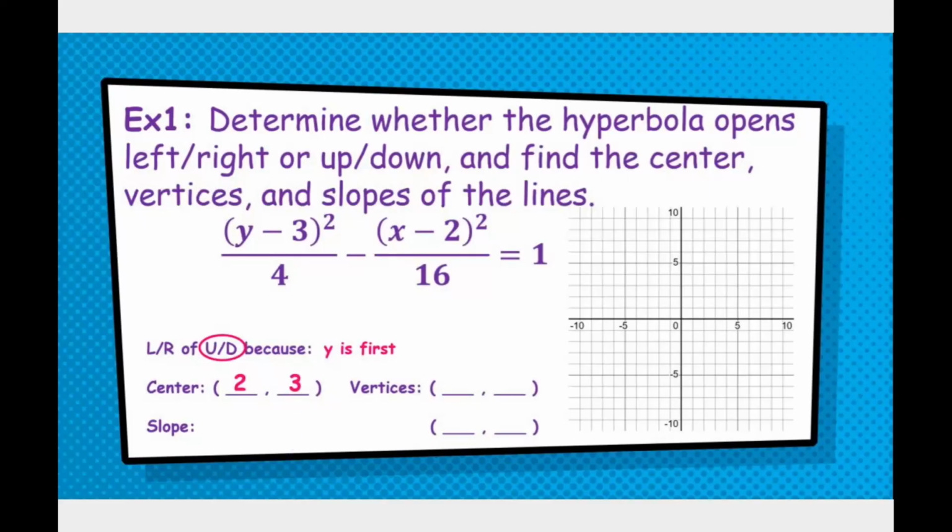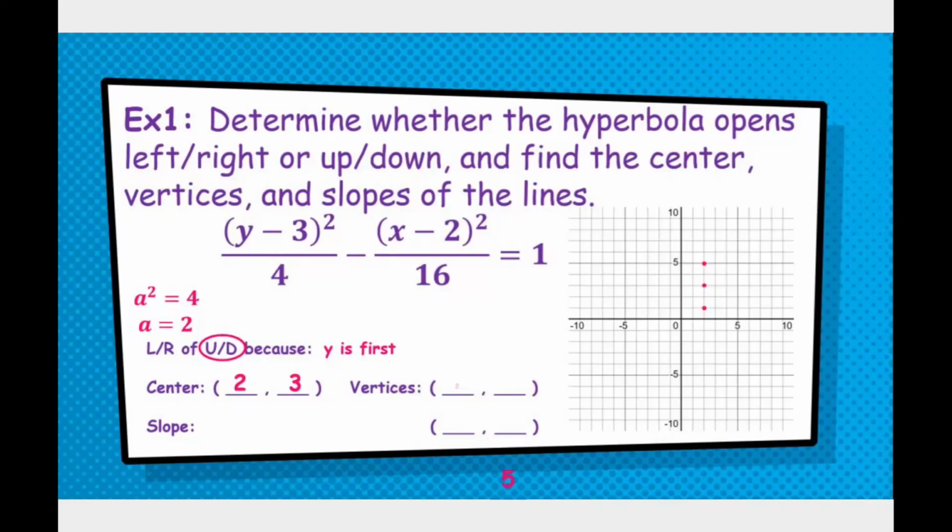I'm going to go ahead and plot this point, 2, 3, and then I'm going to define my a value. My a is always written with the positive one. So a squared is equal to 4. If a squared is equal to 4, that means a is equal to 2. And since I am going up and down, from that center I'm going to go 2 above and 2 below to get my other points.